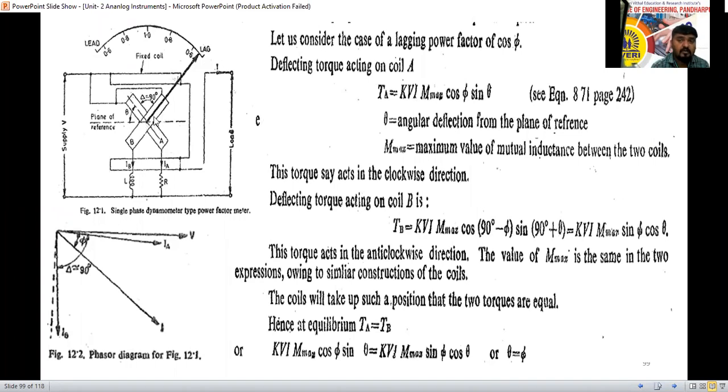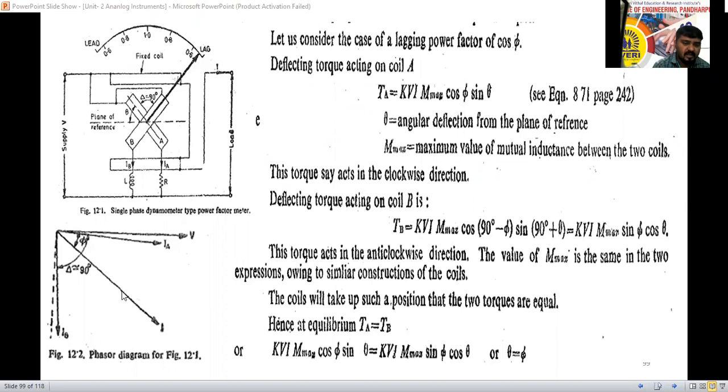And the main important part is here. We have considered cos phi and sin theta. So TA, where is it? The current is in phase with voltage here. So what is the angle between IA and I? What is the difference between IA and I? Phi only, right? So that is called cos phi. The difference between the current IA and I is phi, so cos phi we have considered here now.